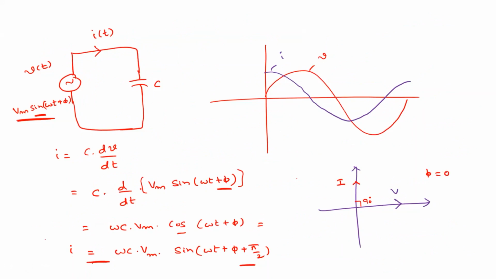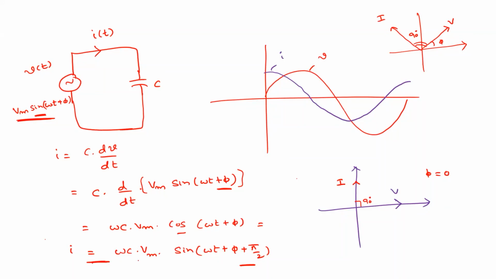In case some finite value of phi is there, the diagram will be like this. If this is V, making an angle phi, then this one will be I, and this angle is 90 degrees. This is the phasor diagram in case of a pure capacitor.